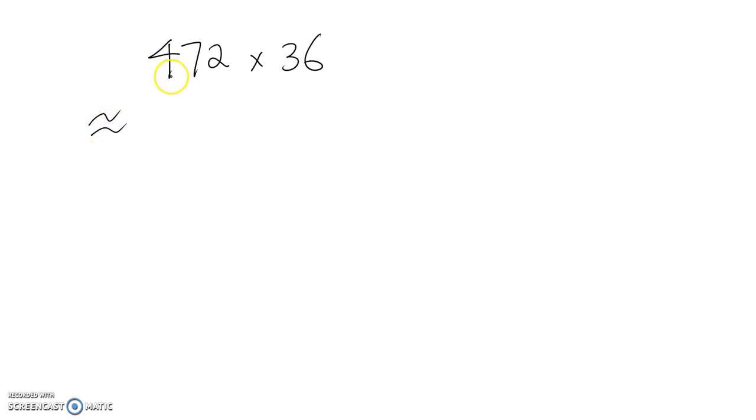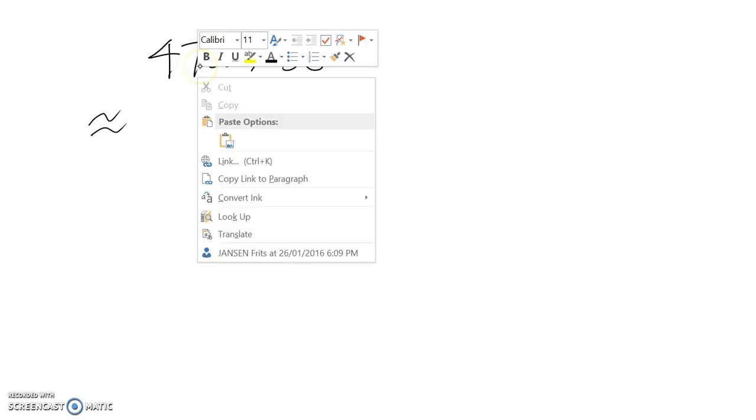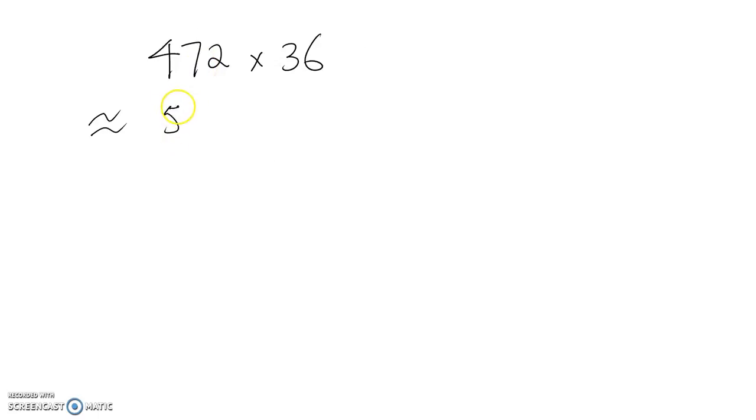So 472, the first digit is a 4, the next number is a 7, so that means we need to round up. So in terms of the 7, that will make the 4 go up to a 5, so that will be 500. Now 36, the first digit's a 3, the number immediately after it's a 6, that means we need to round that number up. So the 3 will go to 4, and we get 40.